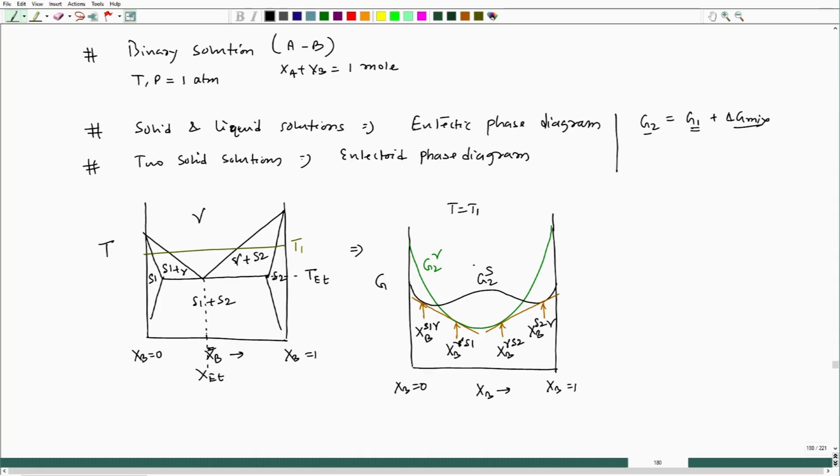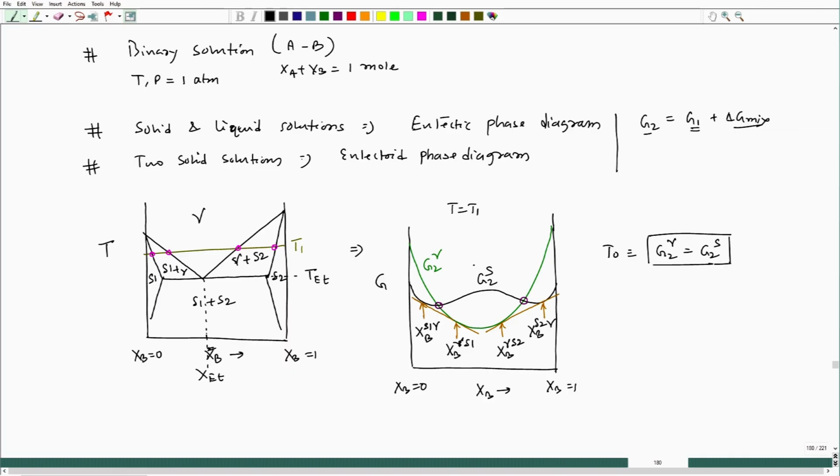So, these are the four compositions, and these are the corresponding compositions. You just take that information at that temperature T1. Now, this is one part. The second part is, here also we can see two T naught points. What are those two T naught points? This is one T naught, another one is here. The condition for T naught is G2 of gamma equal to G2 of solid. So, this is the condition we have to follow.